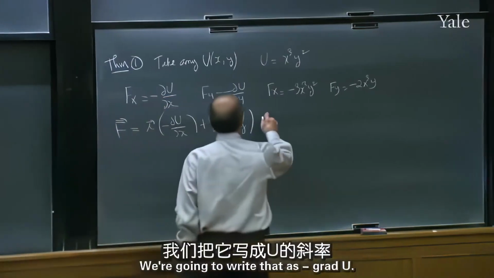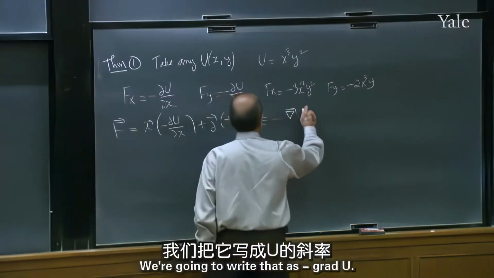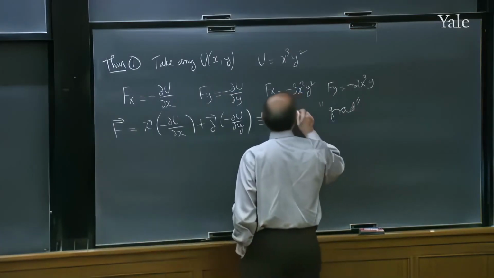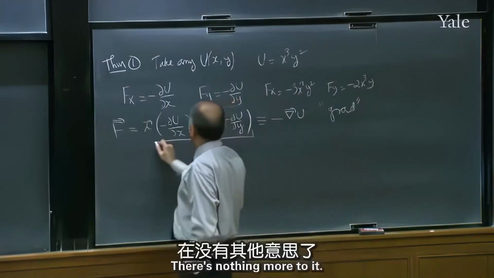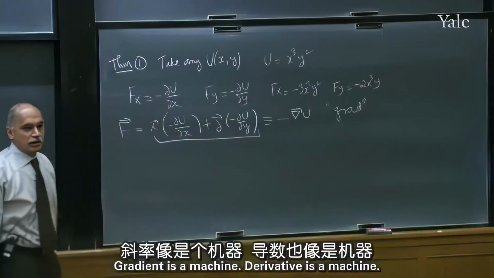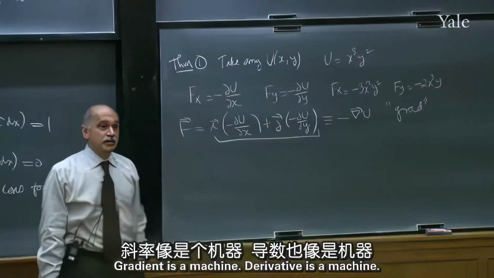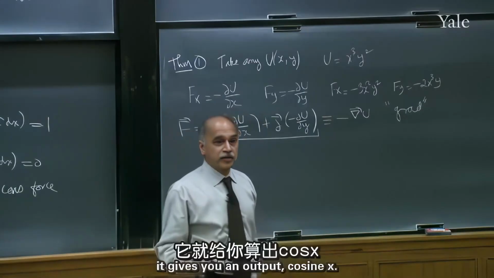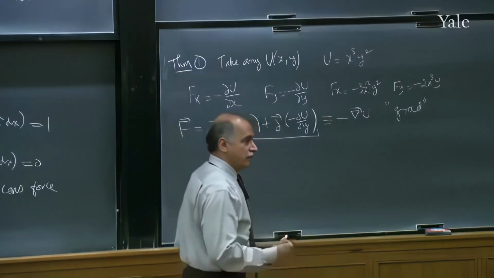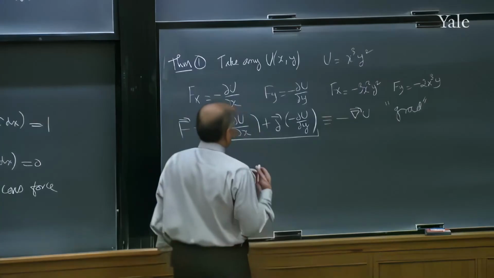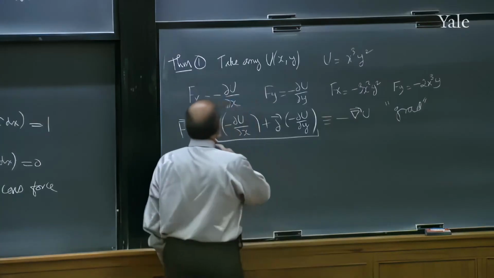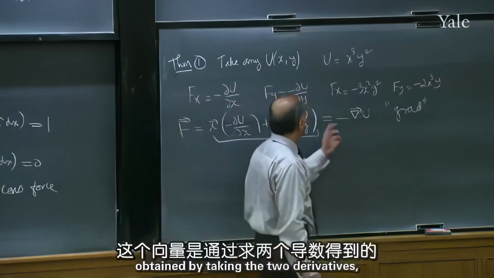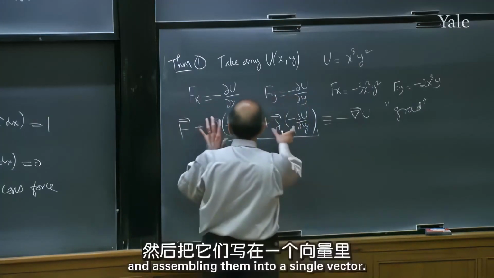We're going to write that as minus grad u. This is called the grad, and it means gradient, and this symbol is shorthand for this. There's nothing more to it. Gradient is a machine. Derivative is a machine. You give it a function, sine x, gives you an output, cosine x. You give it x squared, it gives you 2x. Gradient is a different kind of machine. You feed into it a function u of x and y, and it gives you a vector in all of the xy plane obtained by taking the two derivatives, one along x and one along y, and assembling them into a single vector.